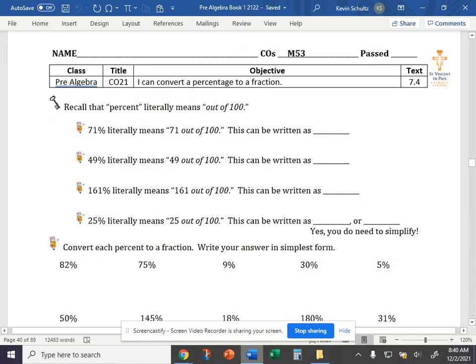Good day, folks. Let me get to the right screen here. In pre-algebra, we are covering CO21, which is more conversion. COs 19 and 20 focused on converting.